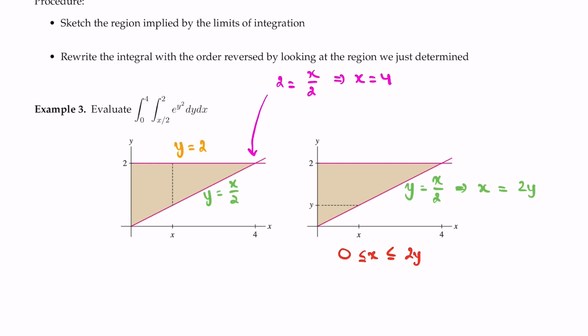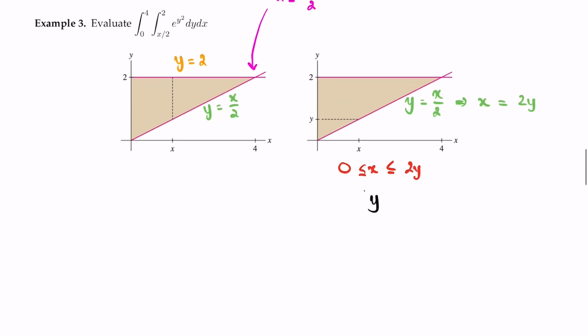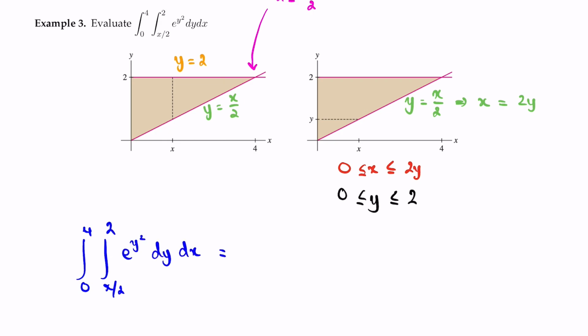Now, at the same time, if you slide this horizontal line up and down, you see that the lowest point it can get to is 0, and the highest point it can get to is 2. Therefore, the y value is between 0 and 2. So the double integral that we got from 0 to 4 and then x over 2 to 2 of e to the y squared dy dx can be written as the integral of e to the y squared dx dy, where x is bounded between 0 and 2y, and y is bounded between 0 and 2.